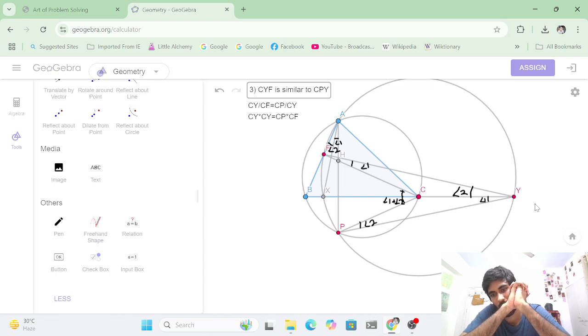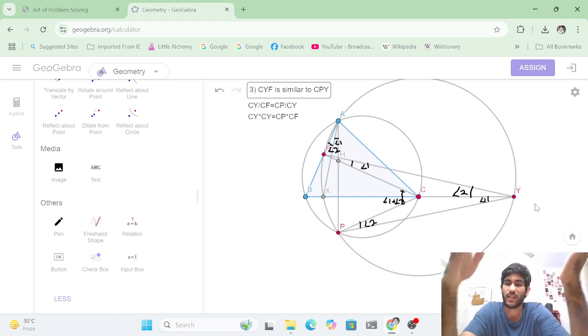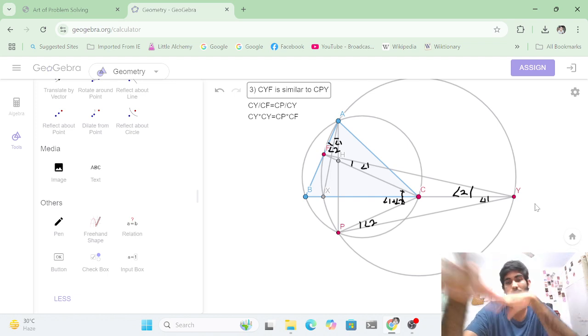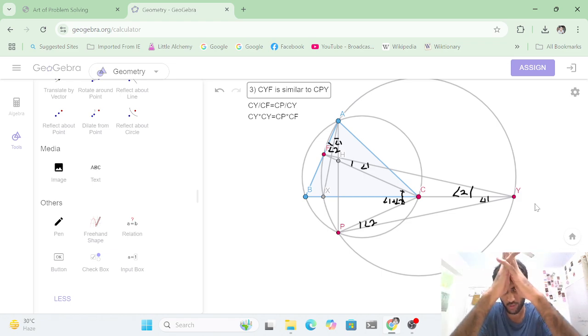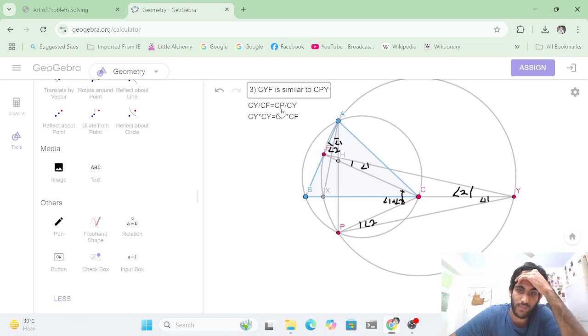This allows me to work intensively with CY, because the CY length lies in both the triangles. I think that is why I had the intuition to think in terms of these two triangles. So it carries forward quite naturally that CY by CF is equal to CP by CY. This is just regular similar triangle stuff, and then CY square is going to be CP into CF.